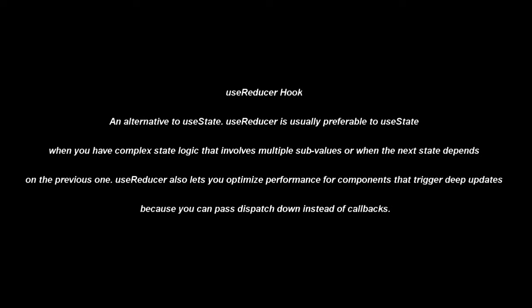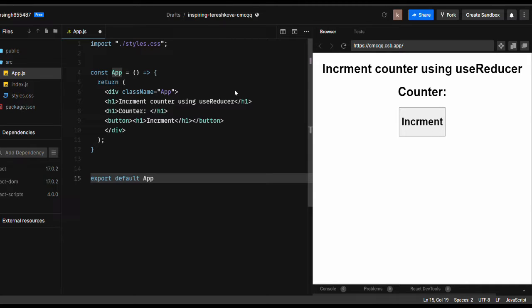useReducer, an alternative to useState. useReducer is usually preferable to useState when you have complex state logic that involves multiple sub-values or when the next state depends on the previous one. useReducer also lets you optimize performance for components that trigger deep updates because you can pass dispatch down instead of callbacks. Here's the counterexample to useReducer.